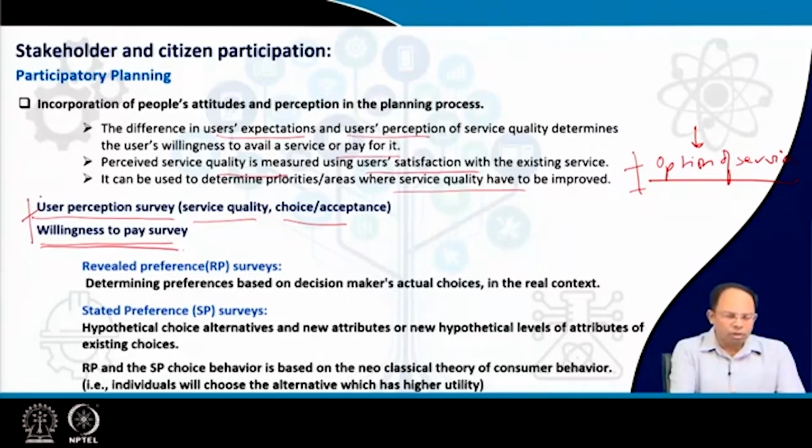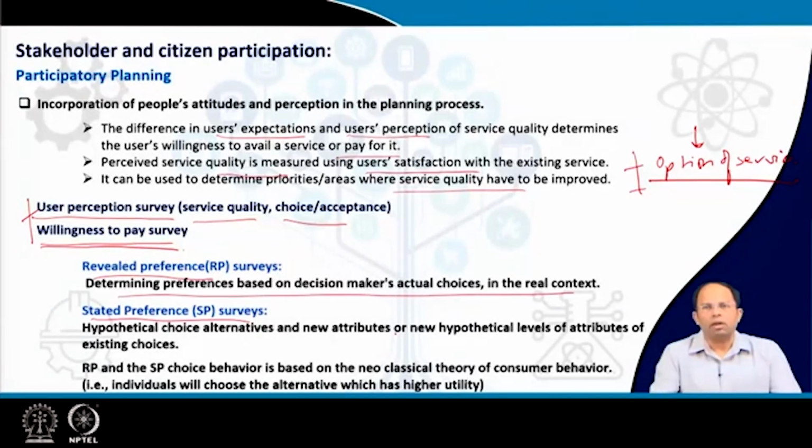Now, both these surveys could again be done in two ways. One is the revealed preference approach, we call them revealed preference surveys, and the other is the stated preference approach, or the stated preference surveys. Now, what is the revealed preference approach? The revealed preference approach is determining preferences based on decision makers' actual choices in the real context.